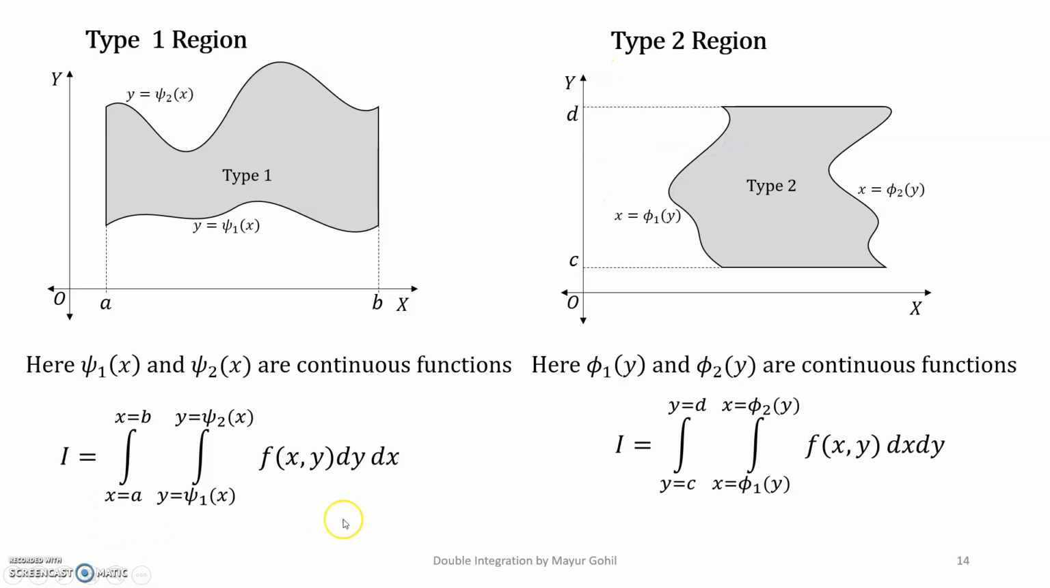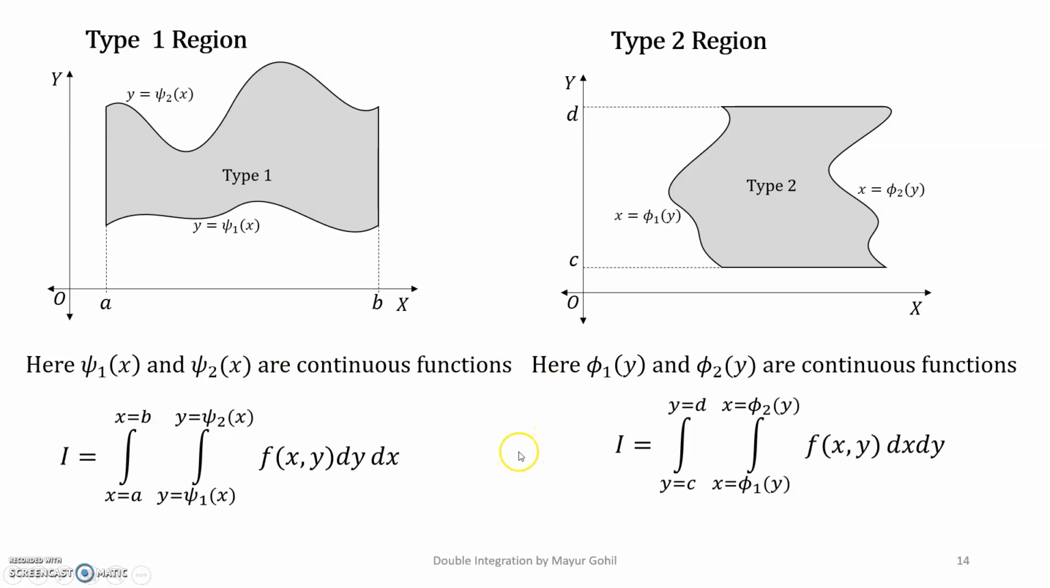If we want to understand them very clearly, that's why I'm doing this classification of type 1 and type 2 region. So remember very clearly, for type 1 the integral is going to have dy dx as the order, and for type 2 the integral is going to have dx dy as the order. And this is the way the integrals are going to be written for each of the following regions.